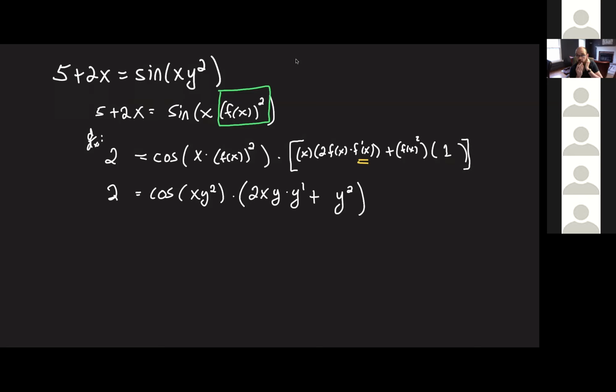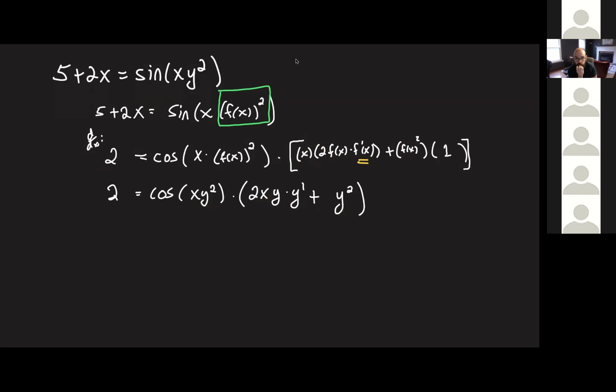I want to give you all a moment to just process this. So this x and this x give me a 2x, and then this is a y, and this is a y prime, and then this is y squared times 1, which just gives me y squared. Taking this whole thing, I can simplify it just by replacing my y's again back down to this.